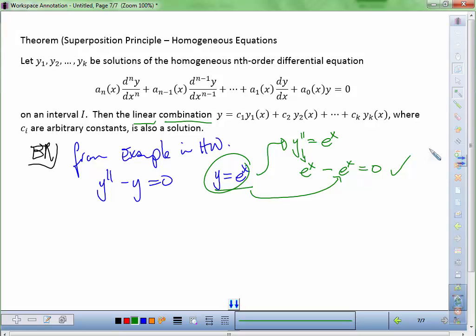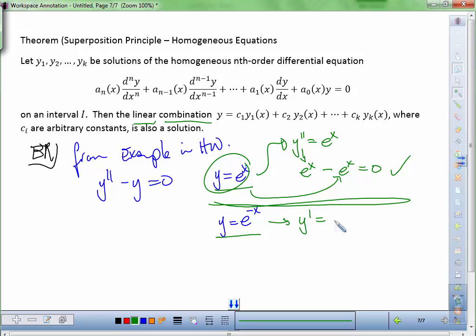What if somebody else told you that y equals e to the negative x is also a solution? Let's check that. So we need y double prime. Y prime is negative e to the negative x, and y double prime is positive e to the negative x. So if I put that into the differential equation, y double prime minus y, that's also equal to 0.